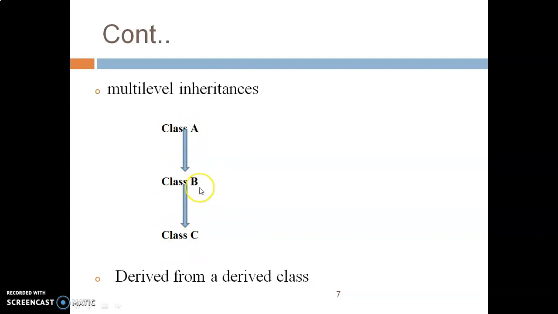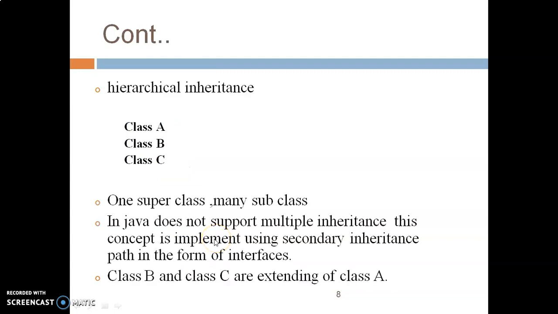This is class A, this is class B and class C. So class B is a child class of class A. And for class C, class B is an intermediate superclass. So it is derived from a derived class. We are deriving a child class C from a derived class B. So in other words, it becomes an intermediate superclass. You can derive the other classes accordingly. In case of hierarchical inheritance, here you have one superclass and many subclasses.